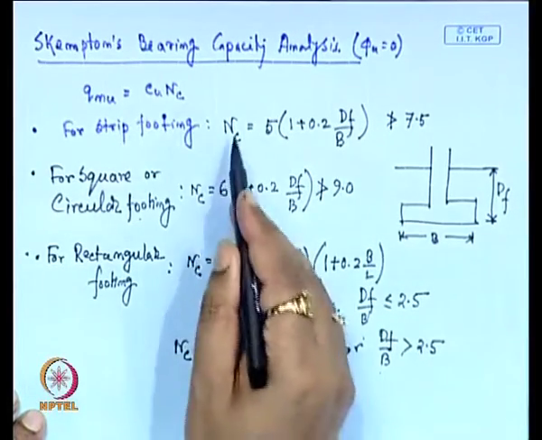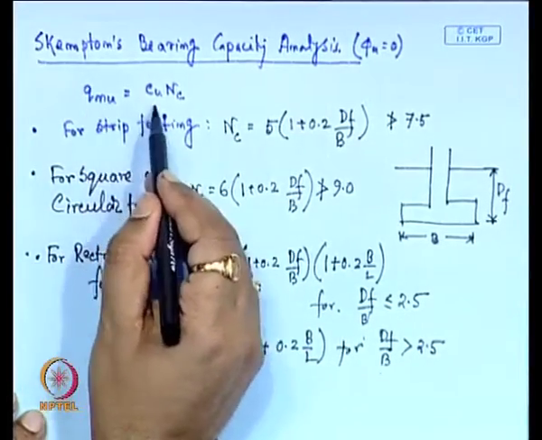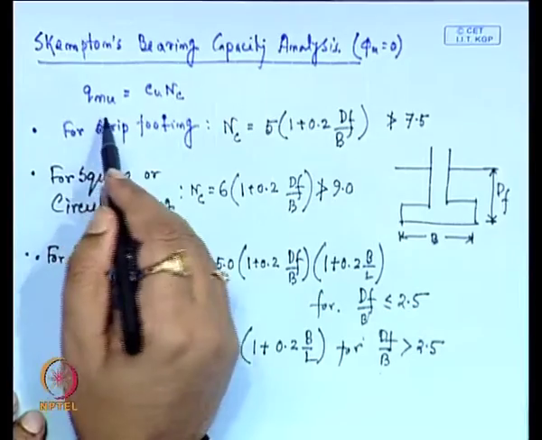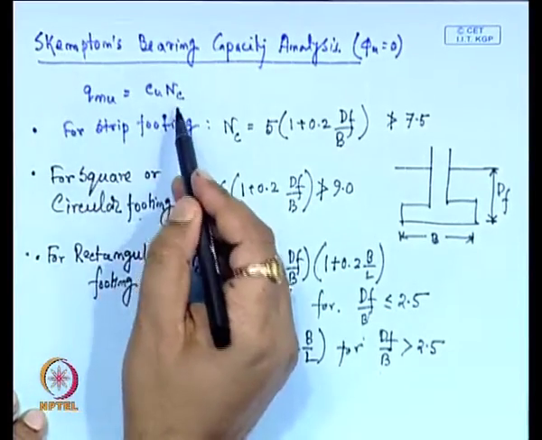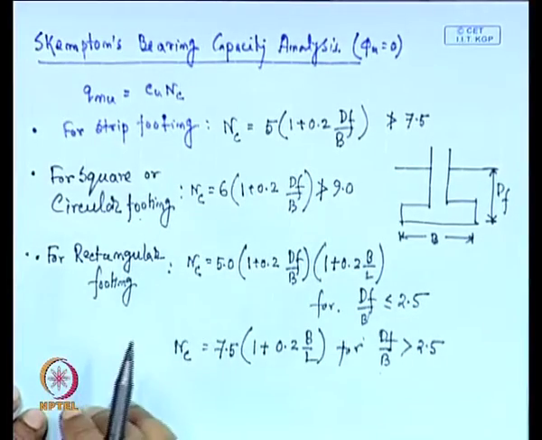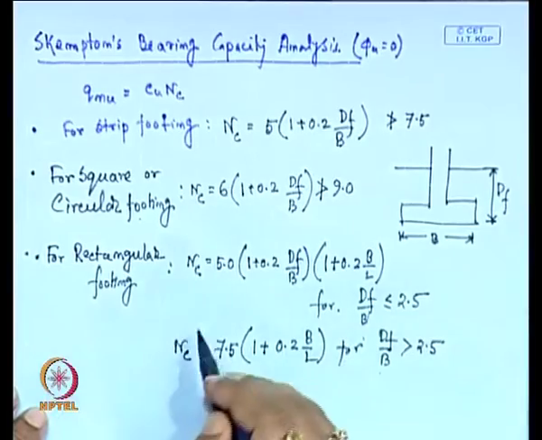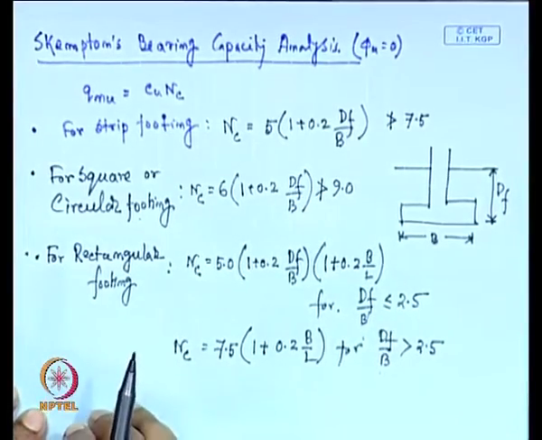Now, once we get this Nc from this expression for different cases, then we get the qnu value, I mean the net ultimate value, by multiplying this Nc with the undrained cohesion of the soil, Cu. So, this is Skempton bearing capacity analysis for purely cohesive soil.